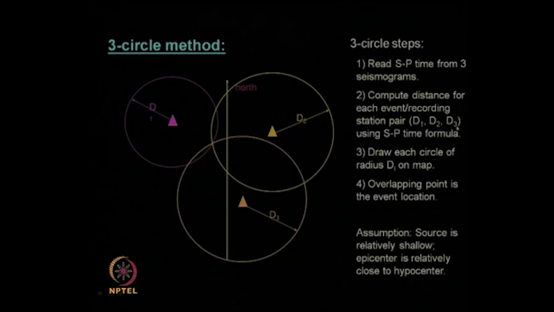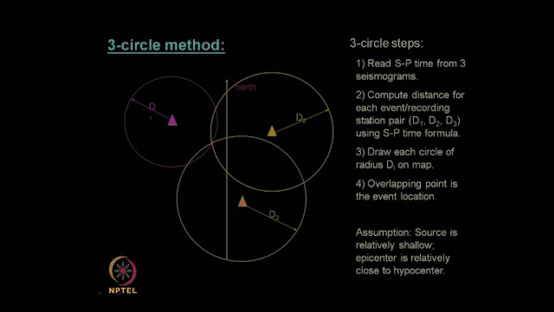What do these d1, d2, d3 correspond to? d1 corresponds to the distance calculated from seismograph station number 1. d2 is the distance calculated using the data from seismograph station number 2, and d3 is the distance calculated from seismograph station number 3. Now, once you get these distances, what can you do? Draw a circle of radius di on the map.